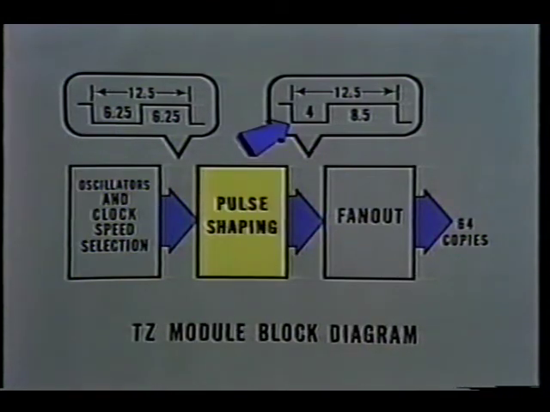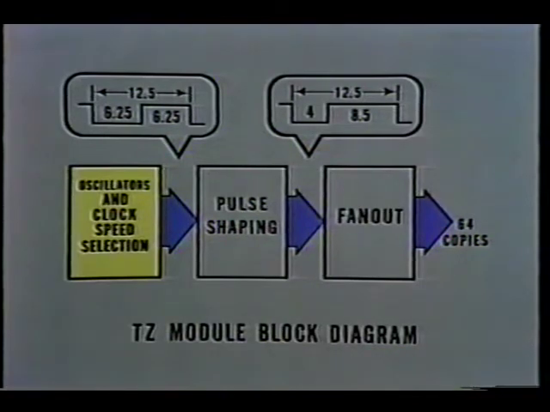Its second function is to reshape the oscillator output. The new wave shape is shown. Its last function is to fan out the clock, producing a total of 64 copies. The first circuit we'll look at is that of the oscillator.